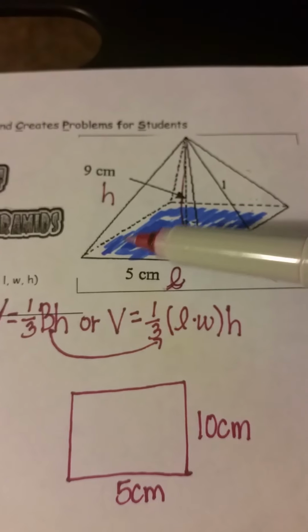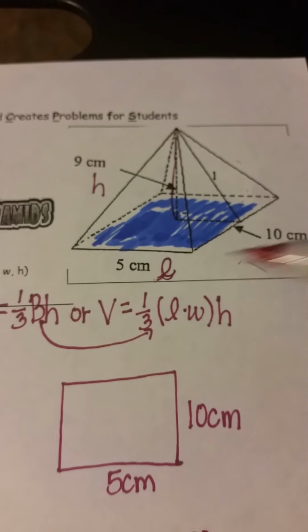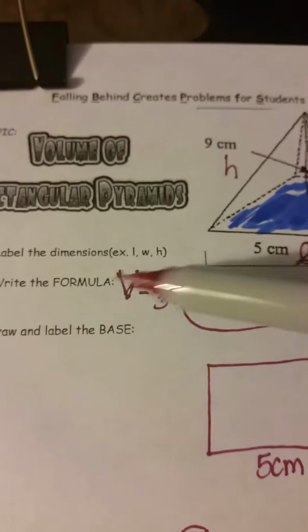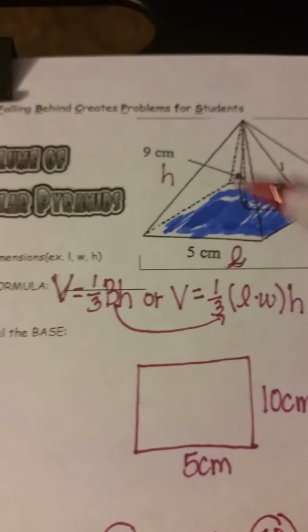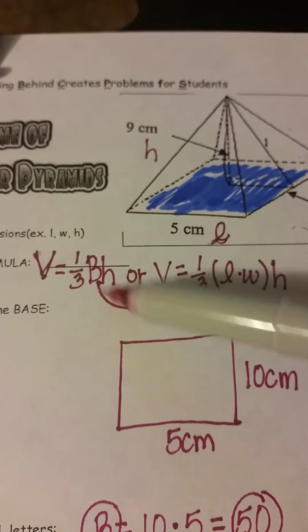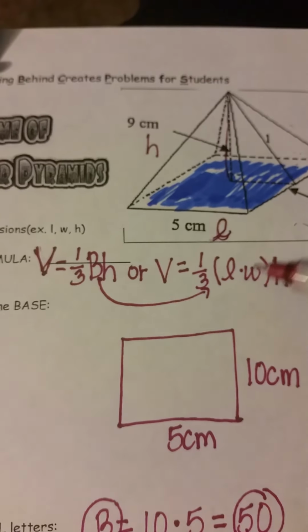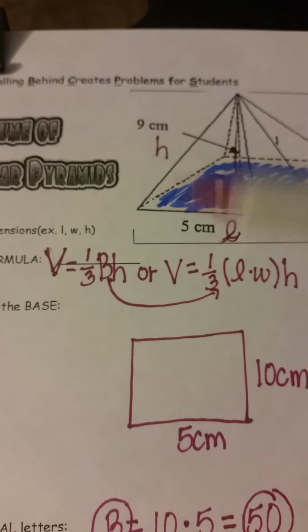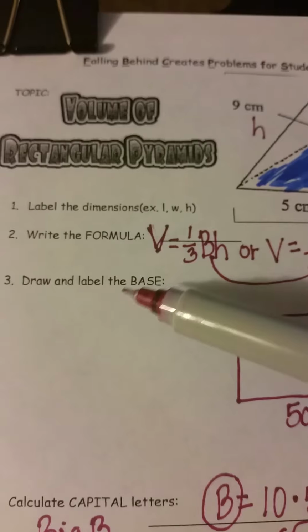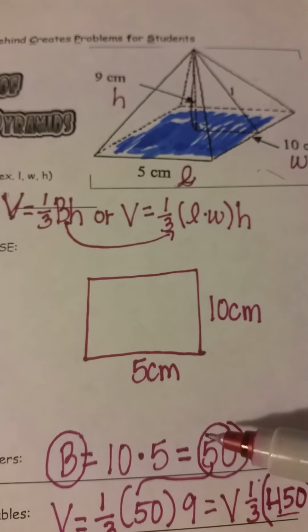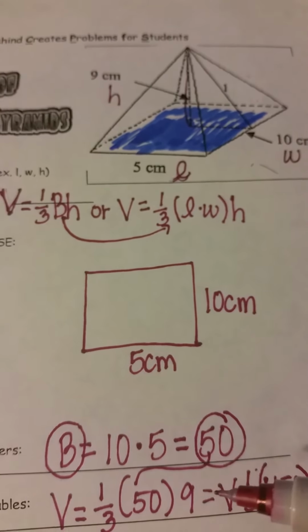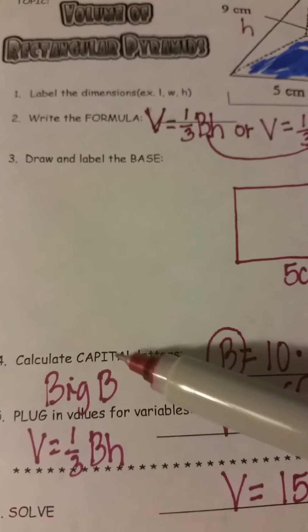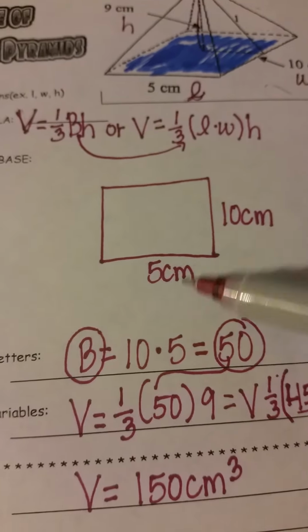Okay, so now to walk us back through that. First step actually is to shade in our base. Then we label our dimensions. Okay, write down our formula. And if it helps you, break down whatever big B is. Big B is the area of the base. Okay. All right. Next step was to draw and label the base. I drew my base, which is a rectangle. I labeled it. Next step was to calculate the capital letters, which was big B. Big B is 10 times 5, which gives me 50.